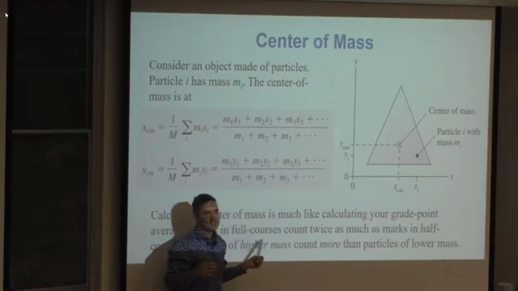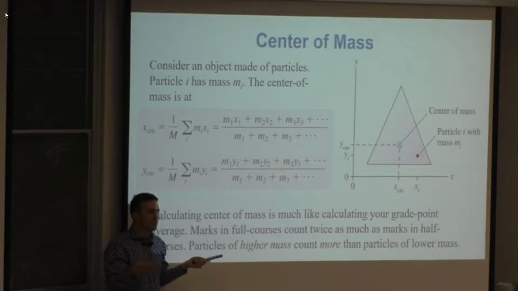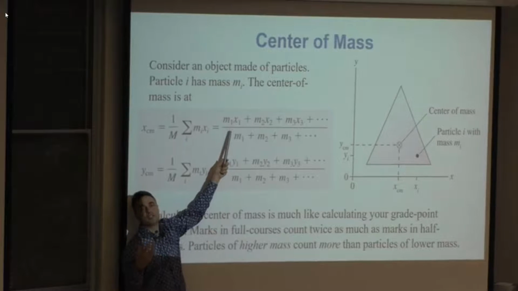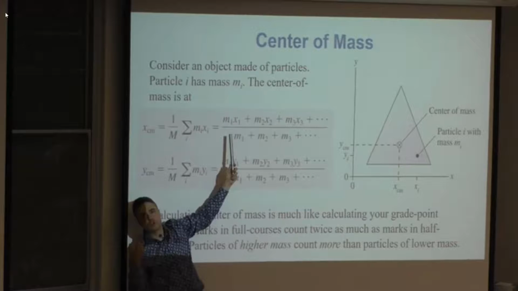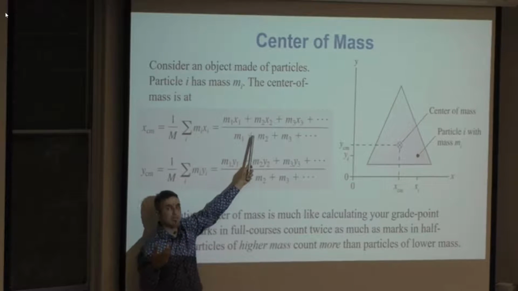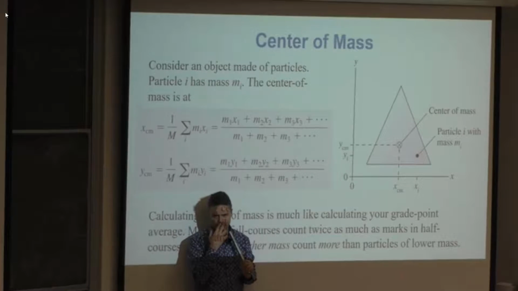It's like saying that if you take a y course and you get an A in it, that counts twice as much as if you take an H course, right? So if there's a particle here which has twice the mass of another particle, it will pull the center of mass towards it because its x will count twice as much. Then you divide out by the total mass. Okay?